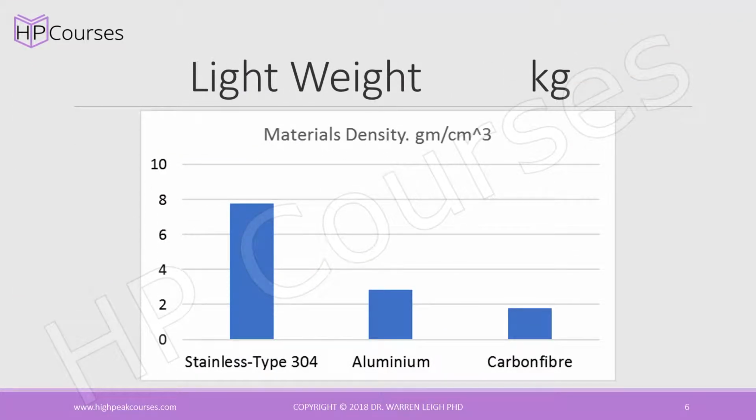Slide 6. One apparent benefit of the use of composites is their high strength to weight ratio, i.e. lightweight. The density of stainless steel is typically 7.8 grams per cc. Now carbon fibre composite has a low density of 1.8 grams per cc.